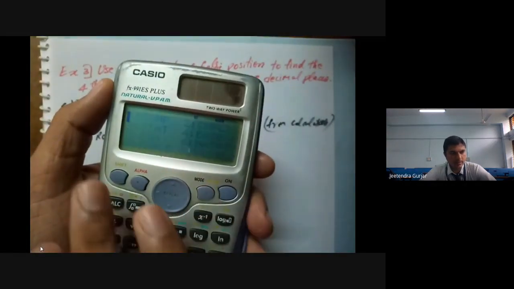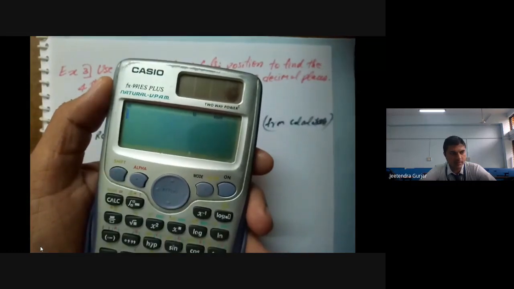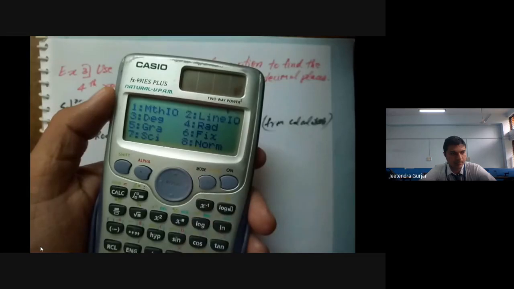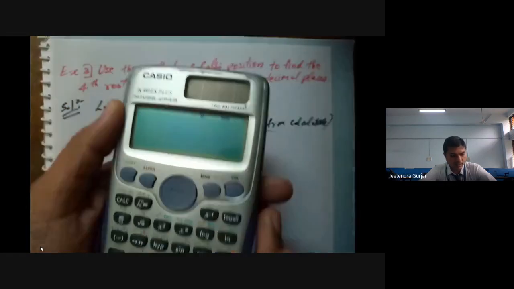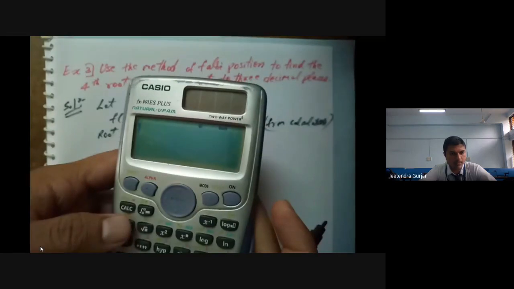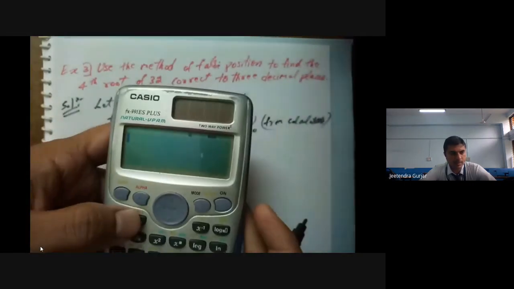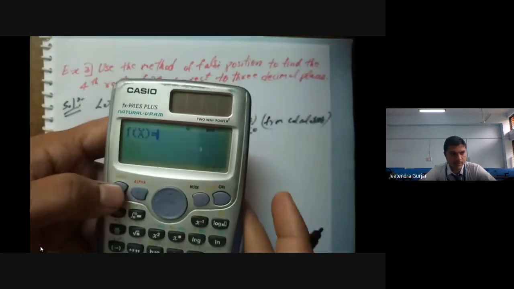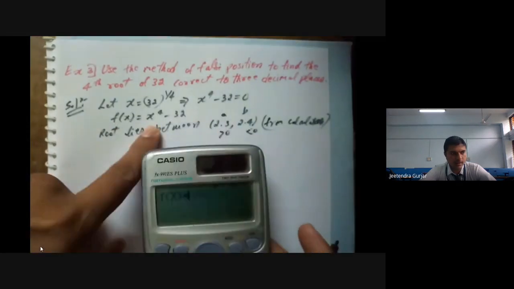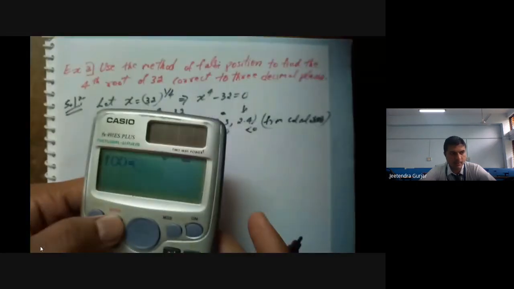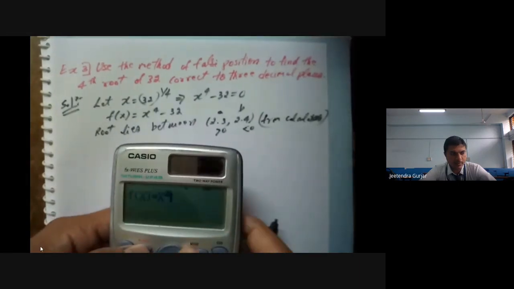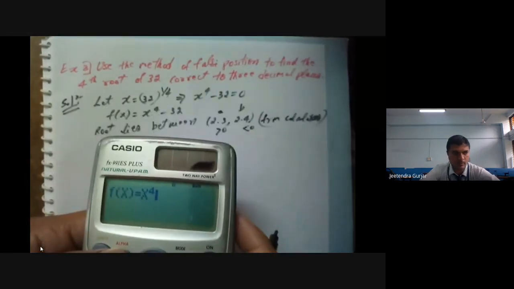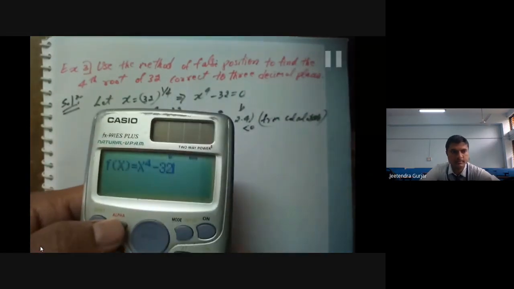For f of x, just go for shift mode 1, you will get normal. Then again go for radian only. Then substitute the values now. So what values will we substitute here? That is f of 2.3. First you go with the function. So what is the function now? Remember, x raised to 4 minus 32. I will just type alpha x, then raised to 4, yes, minus 32. I think this is visible on the screen. x raised to 4 minus 32 is our function now.